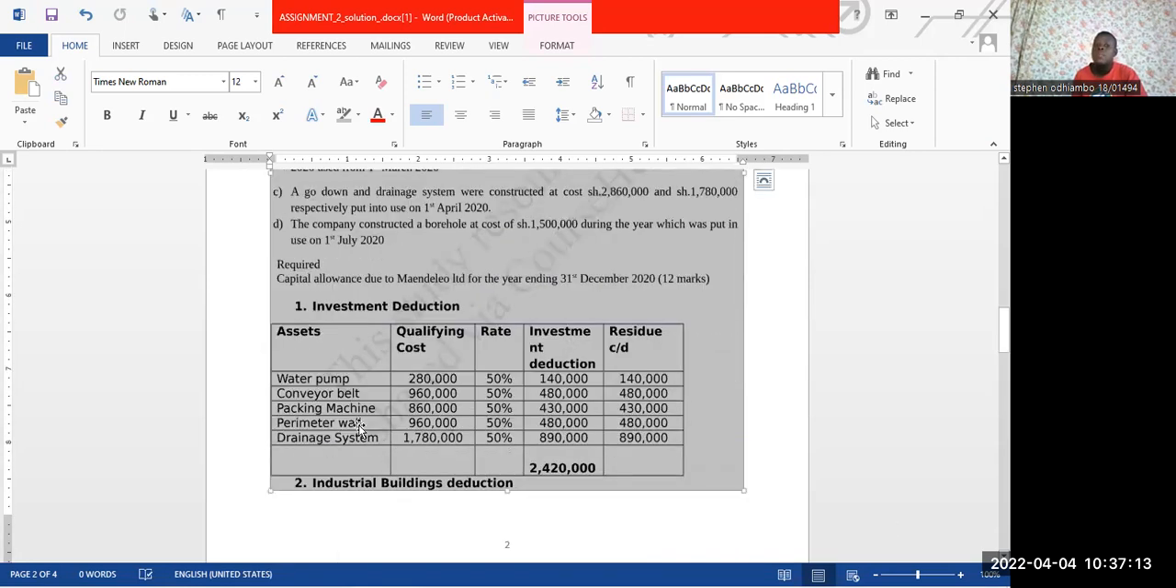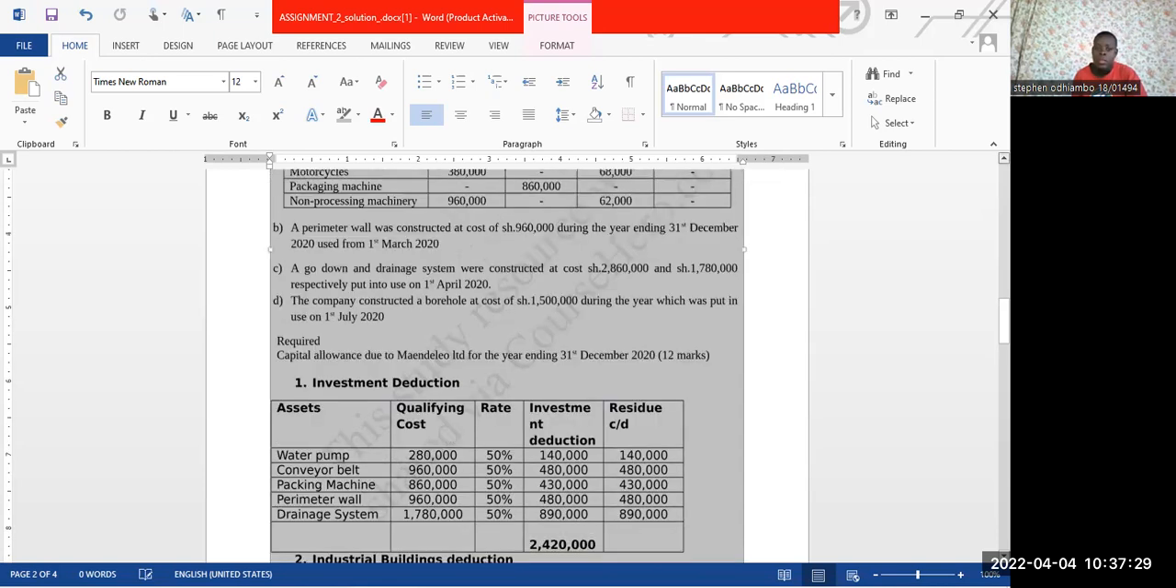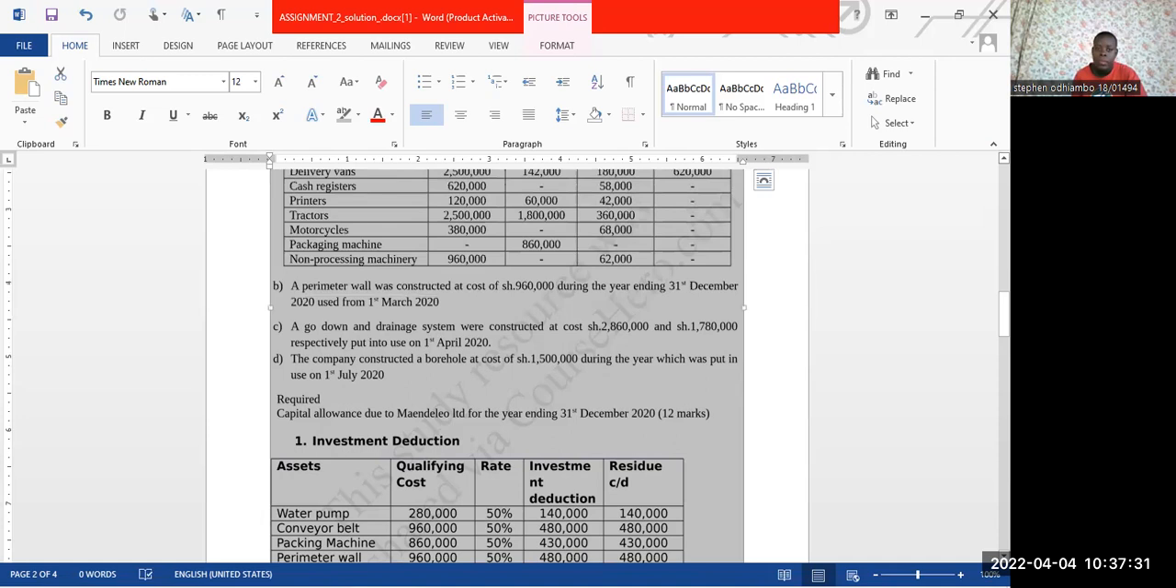Perimeter wall will be the same. If you go to that information, you will find that the perimeter wall is 960,000. Then the drainage system, where we have the figures respectively. If you come here on the top, you will find perimeter wall 960,000.